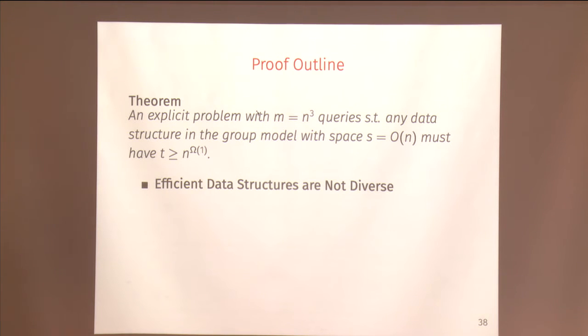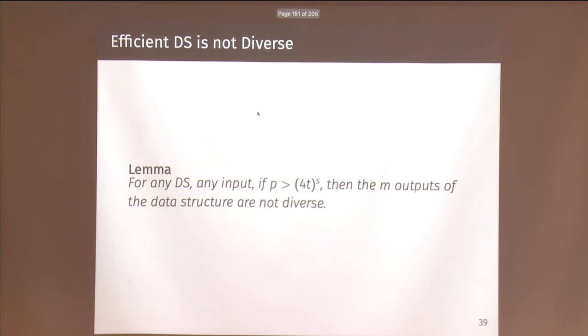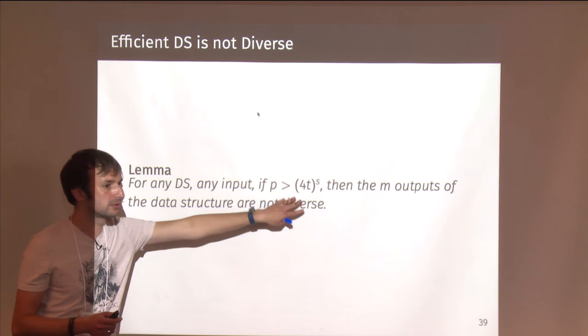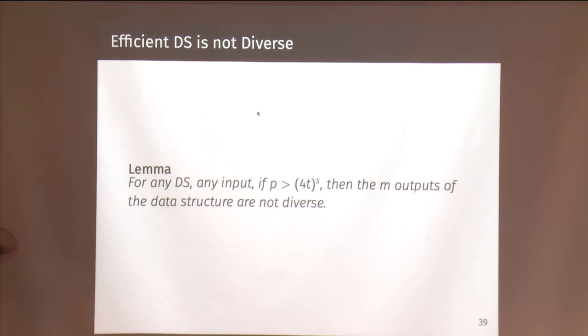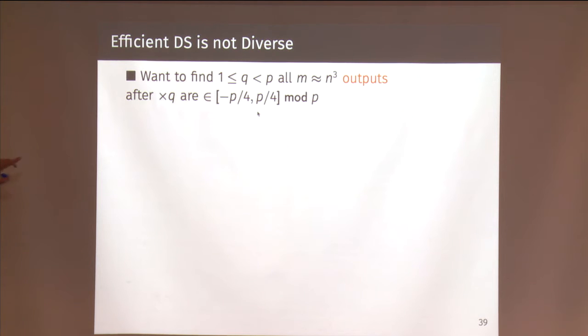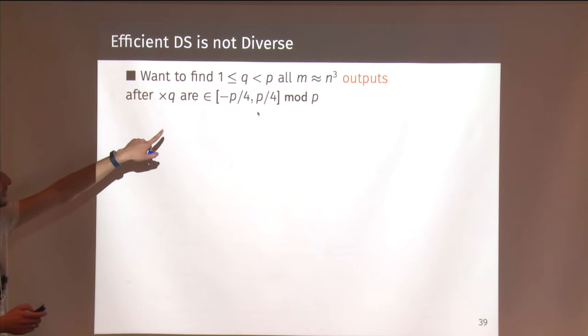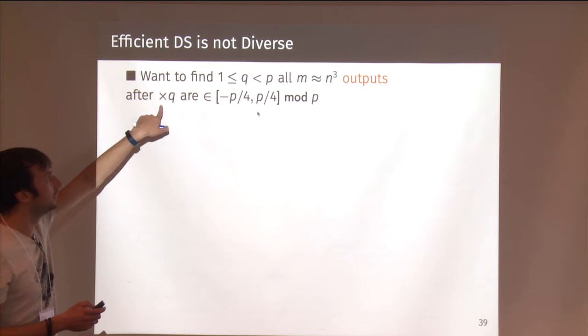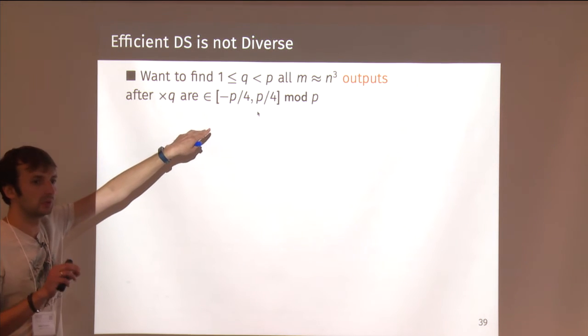Okay, let's prove that efficient data structures are not diverse. That's easy. So we want to say for any data structure, as long as P is very large, M outputs are not diverse. So we want to say that there exists some Q such that after multiplying by Q, all elements are almost 0 modulo P.